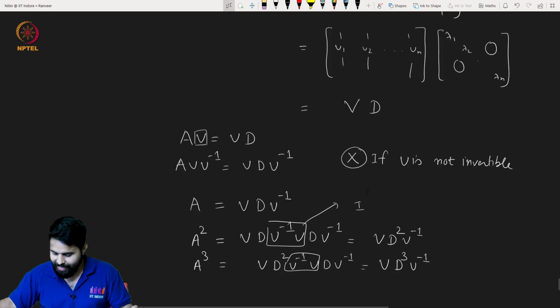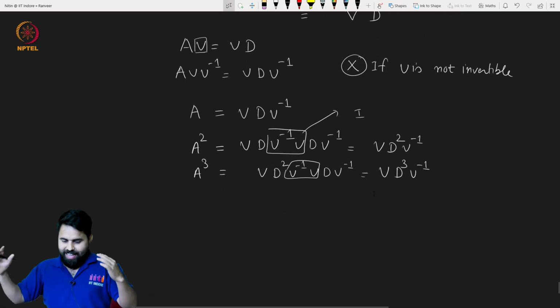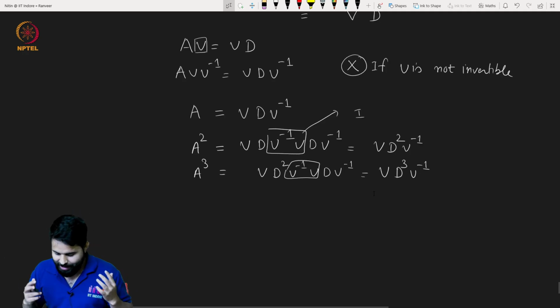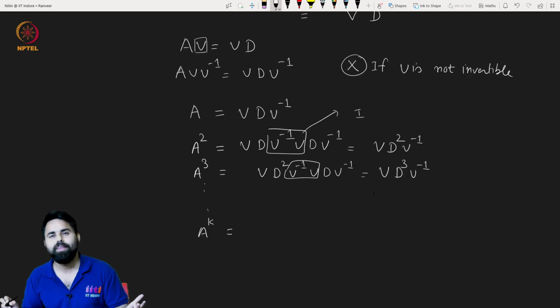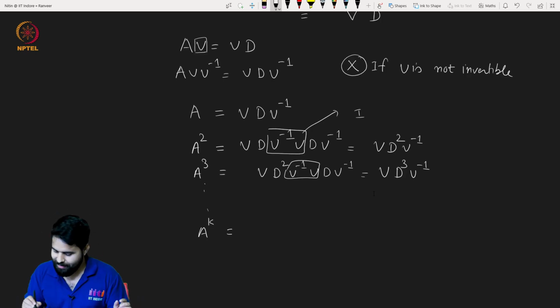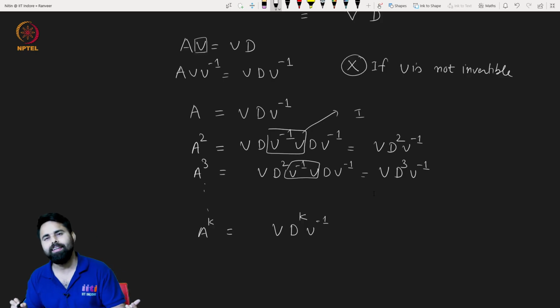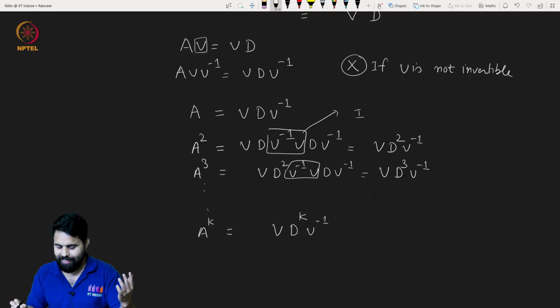Now I hope the things are visible to what I'm going to write next. So what will be A to the power k? A to the power k will be nothing but V D^k V inverse. Okay. So basically the power of the matrix can be written by just these terms, right?